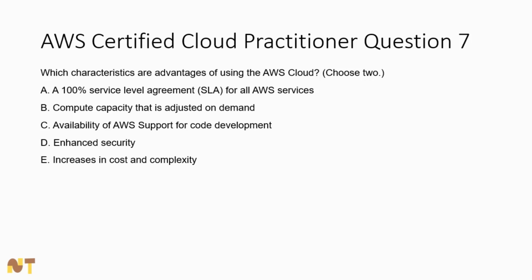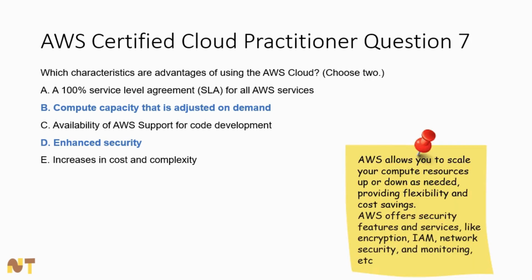Out of the five options, the advantages of using AWS Cloud are B. Compute capacity that is adjusted on demand, and D. Enhanced security. AWS allows you to scale your compute resources up and down as needed, and it offers a wide range of security features and services including encryption, identity and access management, network security, etc. So, the correct options are option B and option D. Moving on to the next question.